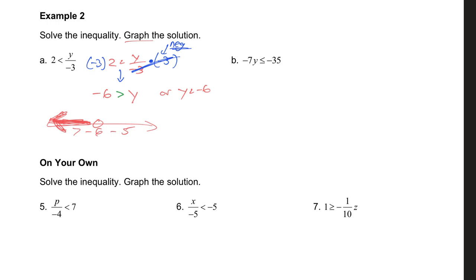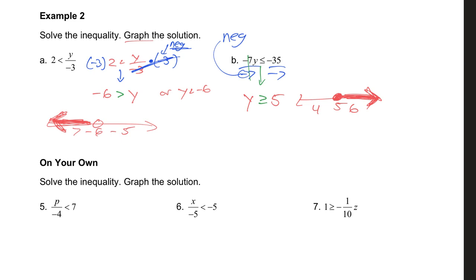Part B, I have -7y equals -35, so I divide by -7. Again, notice I have a negative, so this symbol is going to go from a less than or equal to a greater than or equal to. My -7's cancel. I am left with y greater than or equal to 5. And then when I go to graph this, I'm going to put 4, 5, 6 on my number line, closed circle on 5, and then I'm going to shade to the right-hand side.